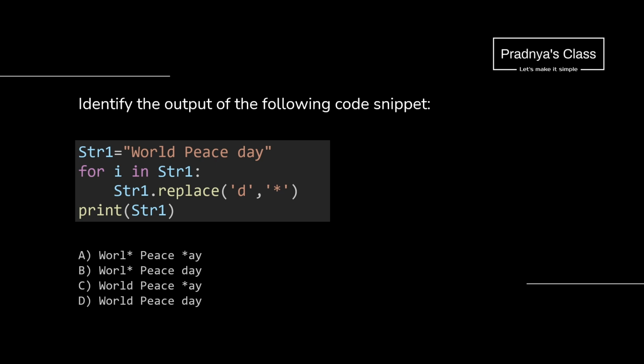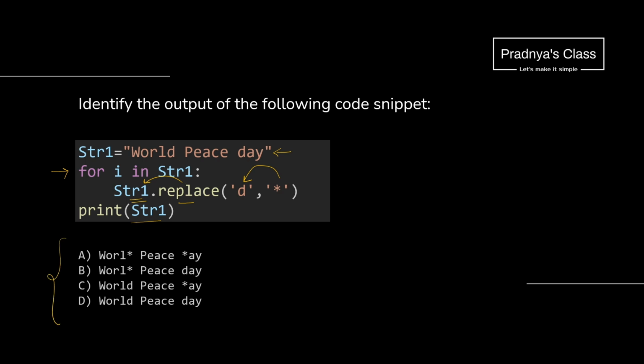Hope you got it right. Let's check out what we are doing. Here is one string. With the for loop, we are iterating over each character of the string. Now we are clear with the usage of replace method. Star will get replaced on D. When we will print string 1, what will be the output? This code looks very easy, but there is a catch.